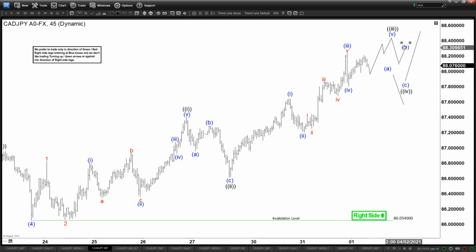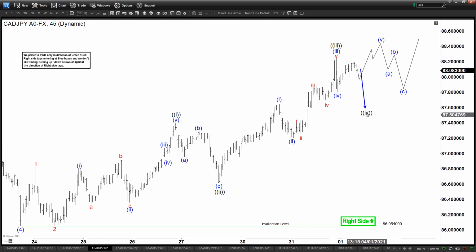Now of course in the shorter cycle, 3 could have ended here and we can make adjustment. We can easily make adjustment here, and we could be starting with 4, but that doesn't really change the idea that as long as we stay above 86.05, we should see more upside, right? So this is the first possible path here, and another option will be, again like I said, ending 3 here, and this is A, B, and then we do a C like this to finish the 4 before higher.